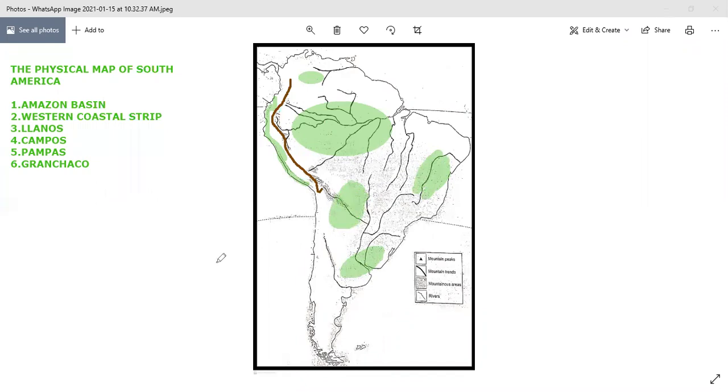Okay, so these are the major regions that we have drawn. This is Gran Chaco. Okay, let us quickly mark them now. So the first one, this is Amazon basin. The second one is Llanos. This is western coastal strip. This is Campos. Please remember the reference point, this river. This is River San Francisco. This is Gran Chaco. This is the Pampas.